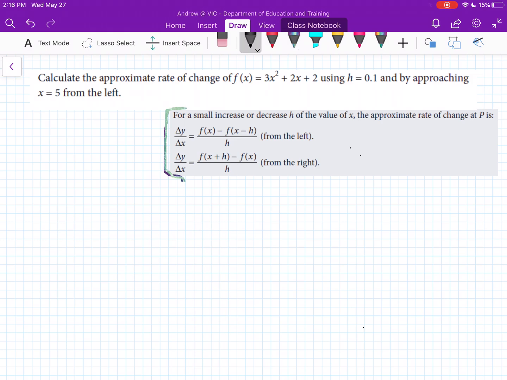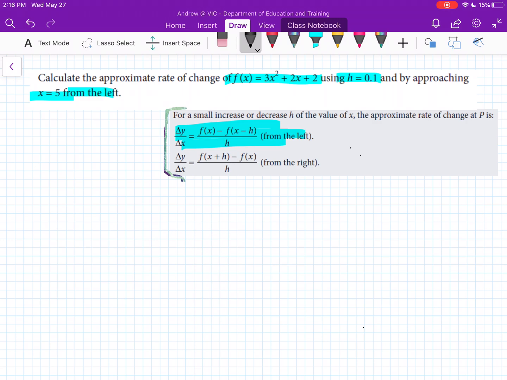So first we'll just answer this question here. So we're going to do the approximate rate of change of f(x) using h as 0.1 and approaching x is equal to 5 from the left. Okay, so this is going to be using our top equation here. Alright, so we define f(x) on your calculator.